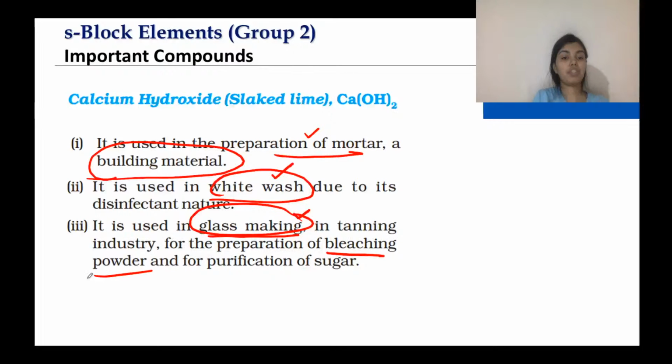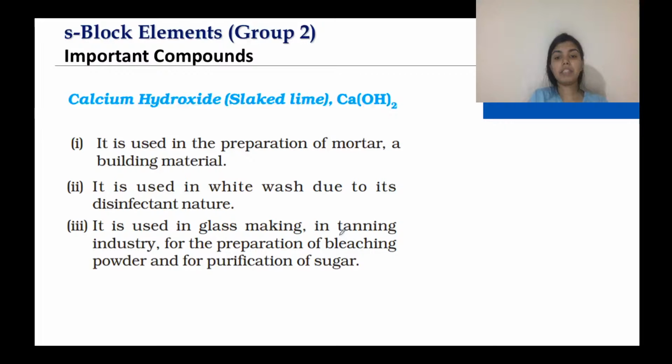So what is the use of bleaching powder? Basically, it lightens things, for example bleaching the wood pulp. It means that you are lightening the color of the wood pulp. Tanning industry basically means that tanning of leather is done.